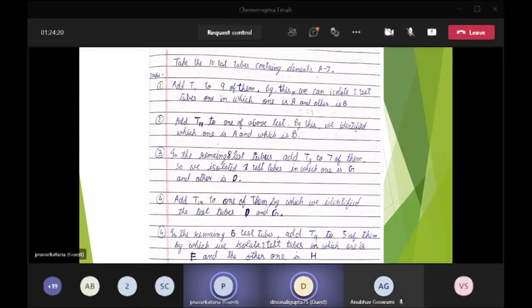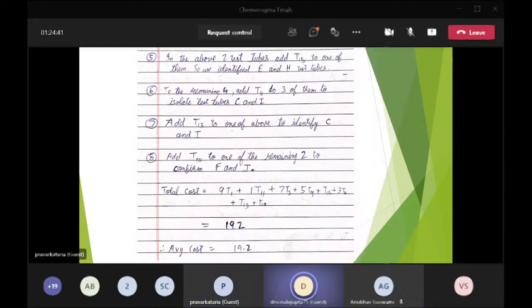If we add T3 to 7 of them, am I audible? Yes, you are. Then in a similar process, we can isolate G and D and then do the conformity test of D on one of them, and the other one will be G. And we do a similar process again and again.